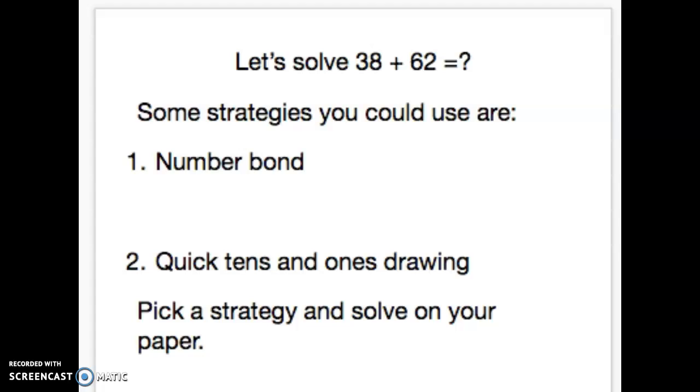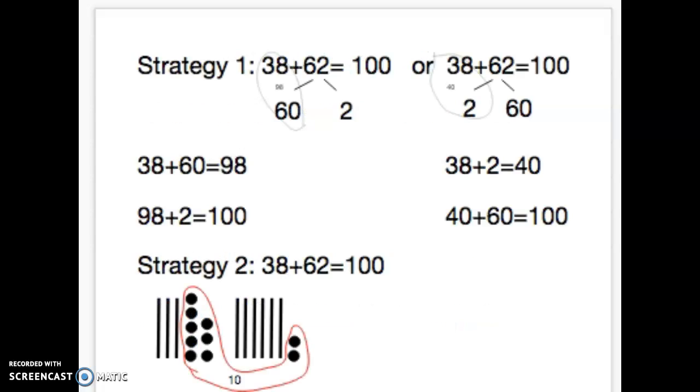Let's solve 38 plus 62. Choose a number bond or your quick tens and ones drawing and solve this problem on your paper. 38 plus 62. I decompose the 62 into 60 and 2, and then I circle 38 plus 60. That gave me the number 98. If I had 98 plus 2, that equals 100.